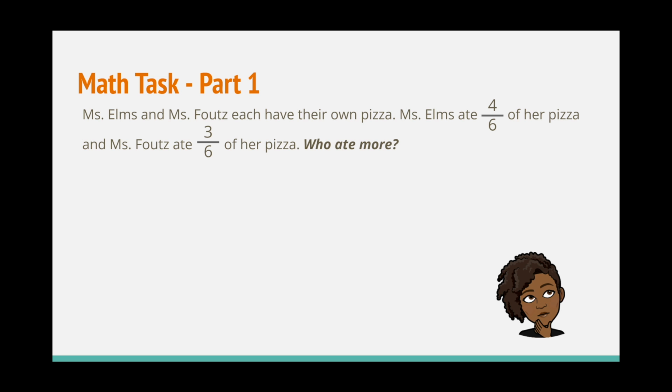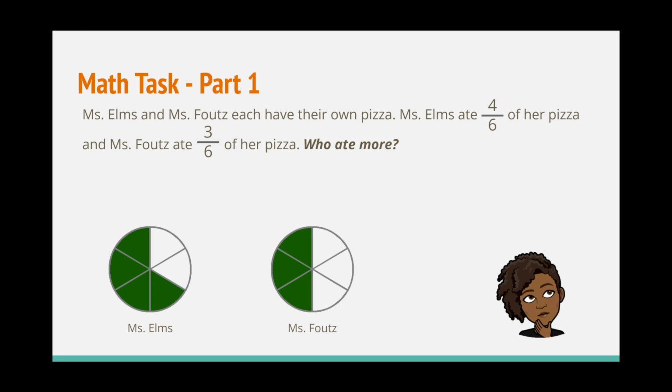Math Task Part 1. Miss Elms and Miss Fouts each have their own pizza. Miss Elms ate 4/6 of her pizza and Miss Fouts ate 3/6 of her pizza. Who ate more? I ate 4 pieces of pizza, or 4/6 of my pizza. Miss Fouts ate 3/6, or 3 pieces. That's why there's 3 shaded in.